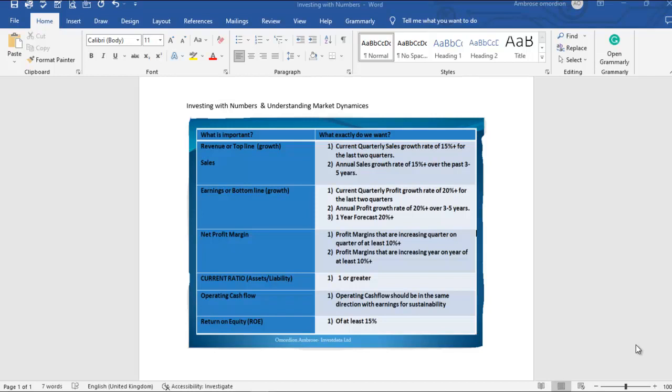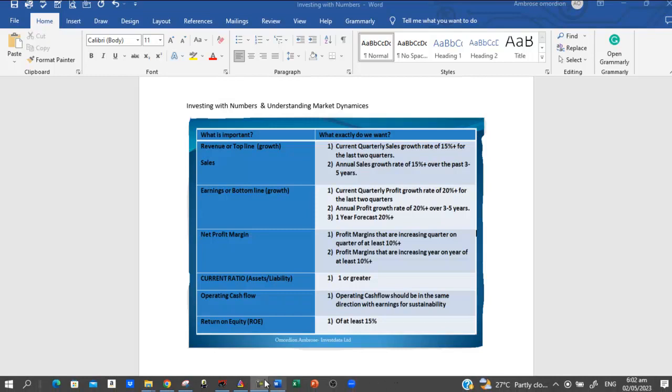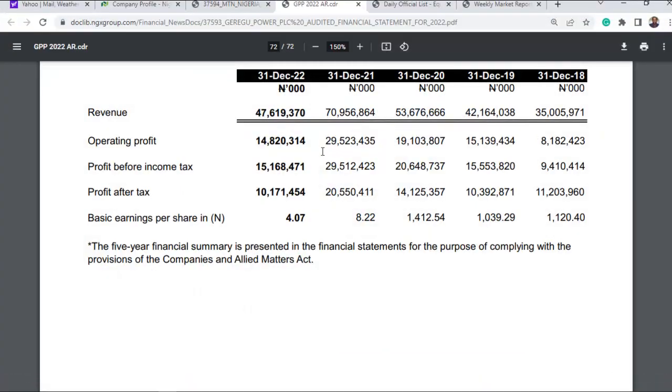Yes, we want to look at the results that came from Geregu Power. First of all, let's look at the numbers from Geregu. We want to look at this company's results. If you look at this number, you can see here for yourself. We will notice that the number that came from Geregu is below market expectation. And I will tell you this is not the first one.